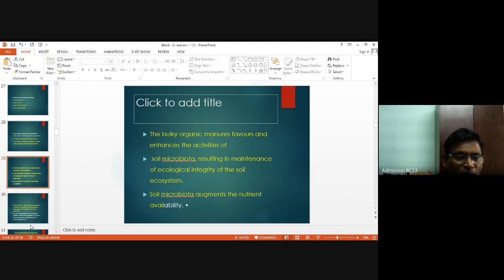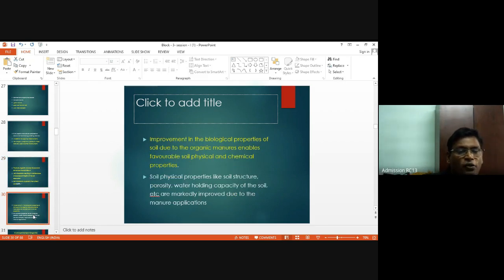See, when you apply organic manure, it improves the quality of the soil. The soil microbiota, the microorganisms of the soil, maintain the ecological integrity of the soil ecosystem and augment soil nutrient availability. Improvement in the biological property of the soil due to the organic manures enables favorable soil physical and chemical properties. So organic manure has a role in the soil: the physical and chemical properties are maintained by applying it. Physical properties like soil structure, porosity, and water holding capacity of the soil are markedly improved due to manure application.